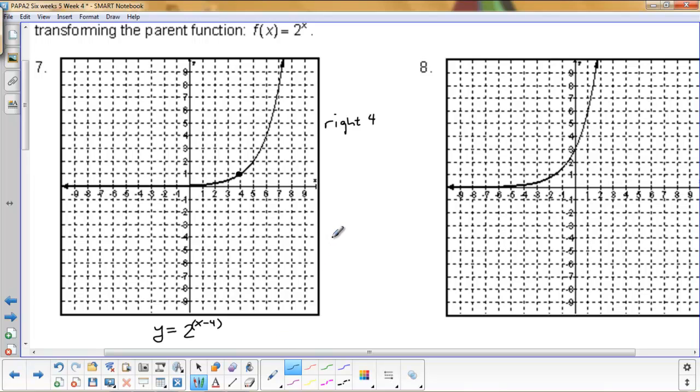The domain and range of this, even though it didn't ask for it, I'm going to continue to do that just so it makes it familiar for us. All real numbers, and your range is from 0 to infinity.